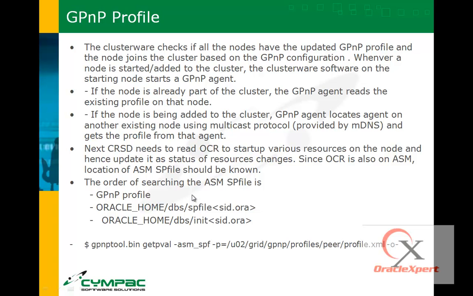The order of searching for the ASM SP file is: first check in the grid plug and play, is there an ASM SP file located? If not, then check in the grid home dbs, spfile+ASM1.ora. If not, then check the default configuration file, that is init+ASM1.ora. So check first in grid plug and play. If not found, then go to the grid home and check for the SP file. If not found, then check for the P file of your ASM instance.